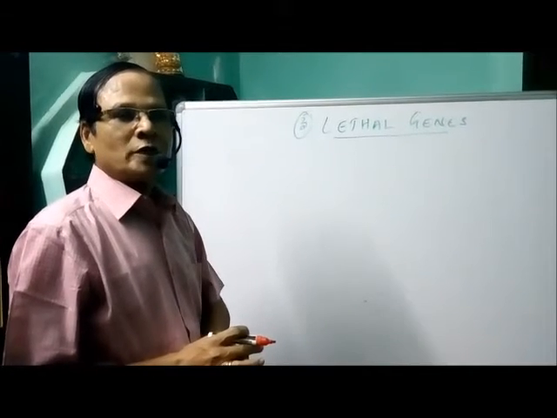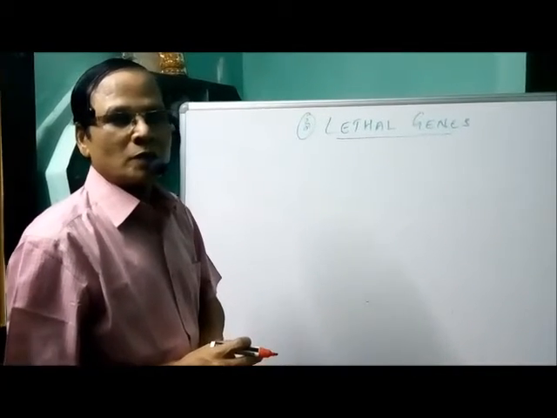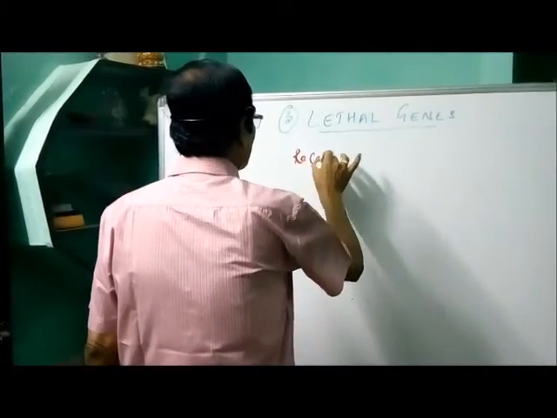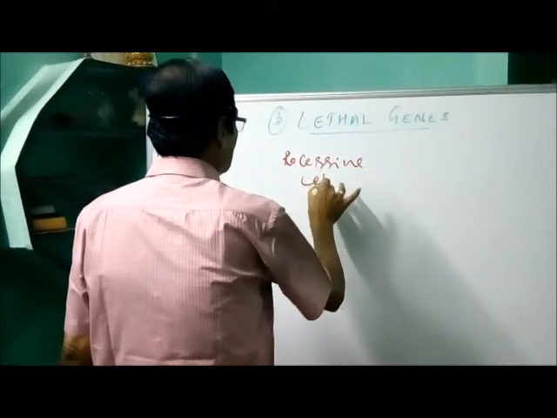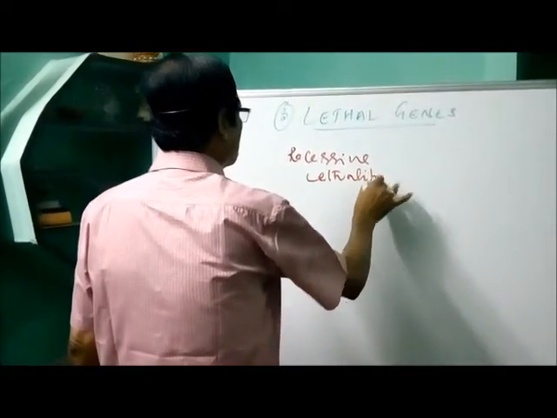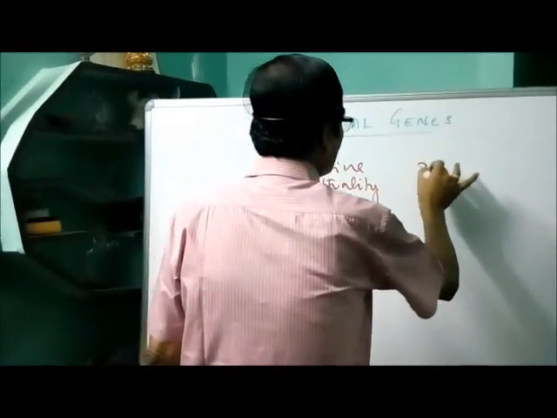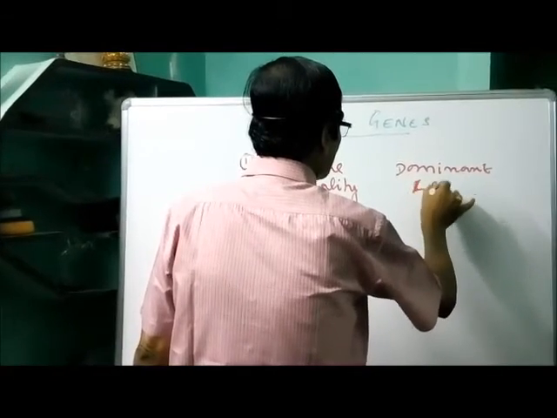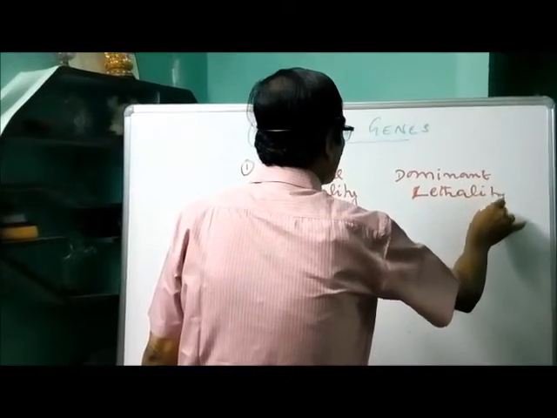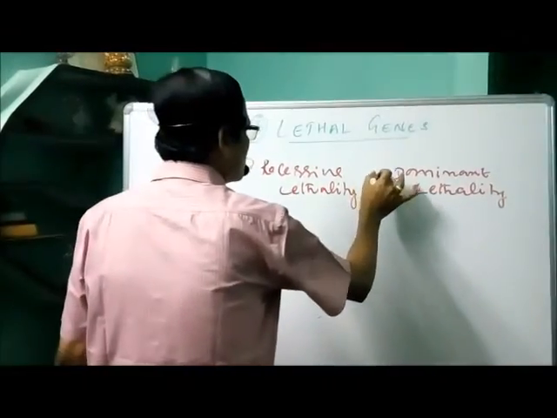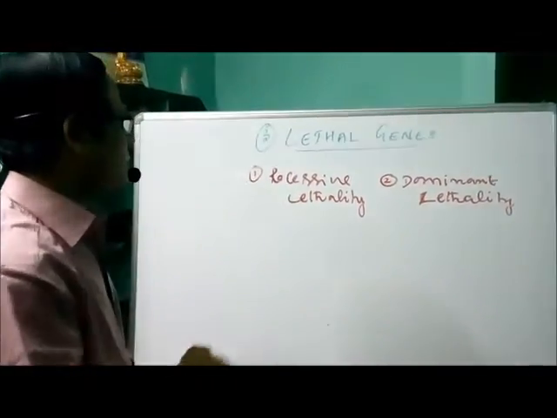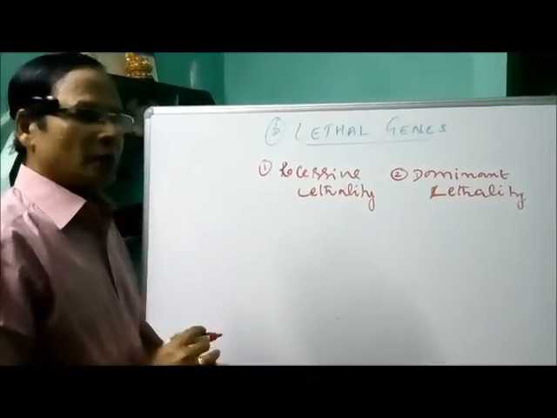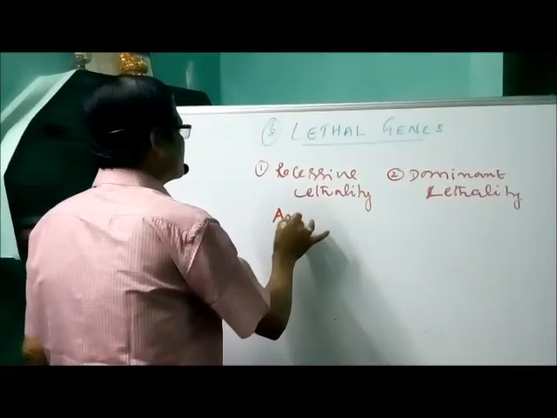Now, we have two types of lethality. One is called recessive lethality, another one dominant lethality. These are the two types of lethality. Now we are going to study the recessive lethality first, then go for the dominant lethality. We are taking the example of the Antirrhinum species.